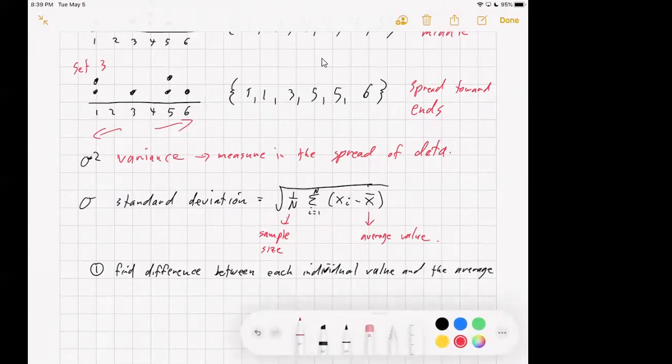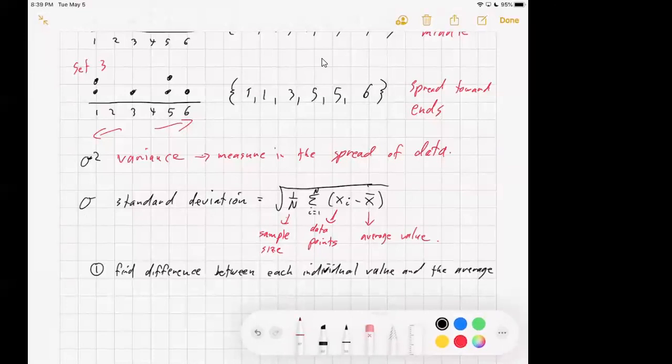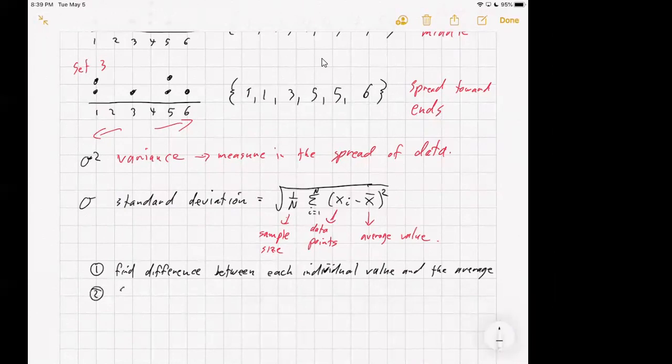Okay, so I didn't say this, but the x of i's are the data points, the individual values. Then the second thing is, oh, I left something out of the formula. I left a square. So the second thing is we square the results of 1. And then we have a summation sign. We add the results of 2. That's what the summation symbol means.